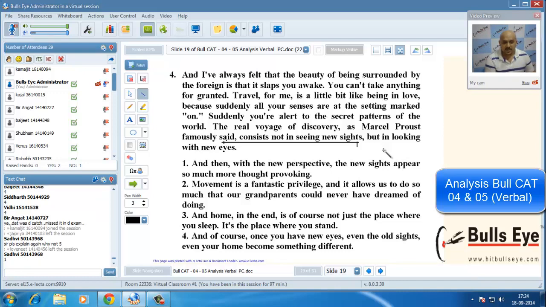Why not five? Sarvi, I am sorry. Okay, option number one. See, the last line says the real voyage of discovery consists not in seeing new sights. So the correct answer option cannot be about new sights. What does it have to be about? It has to be about old sights. Option number one says, and then with the new perspectives, the new sights appear so much more thought-provoking. But that would contradict the paragraph itself. The paragraph is saying that new sights are not important. So what should I be talking about? I should be talking about old sights. Where do I find that? I find that in option number 4. And of course, once you have new eyes, even the old sights, even your home becomes something different. So that is why the correct answer is option 4.